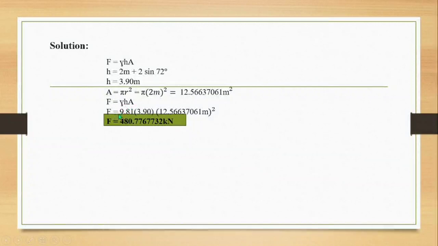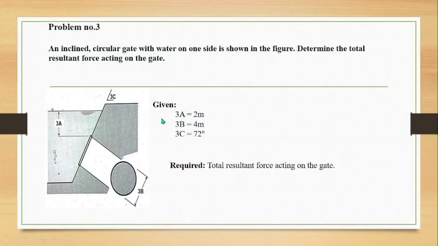So next is ang ato F equals to specific weight times energy added. So ang ato F, substitute nato ang specific weight is 9.81 times nato sa 3.90, tas times nato sa ato answer para sa area, kanang A is 12.56637061 meter squared. Calculate nato ni guys, ang ato makuha para sa F is 480.7767732 kilonewtons. So mao na guys.